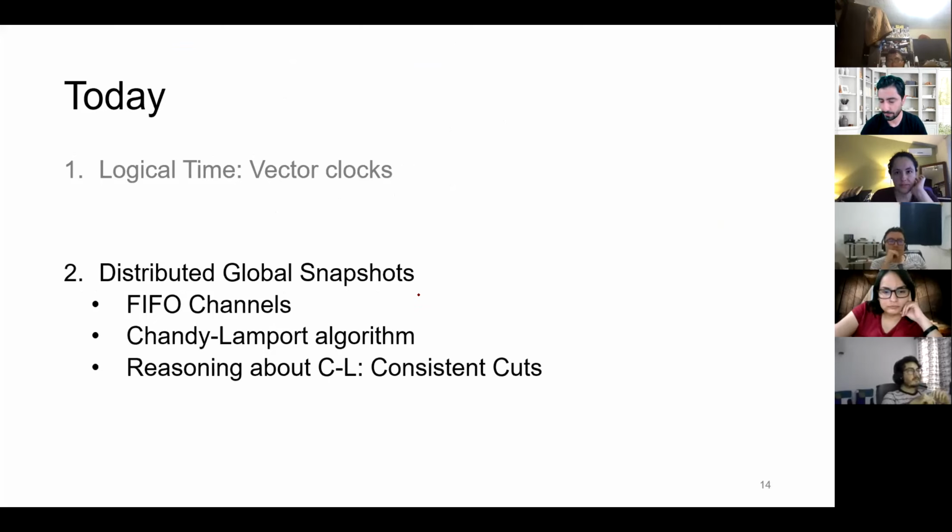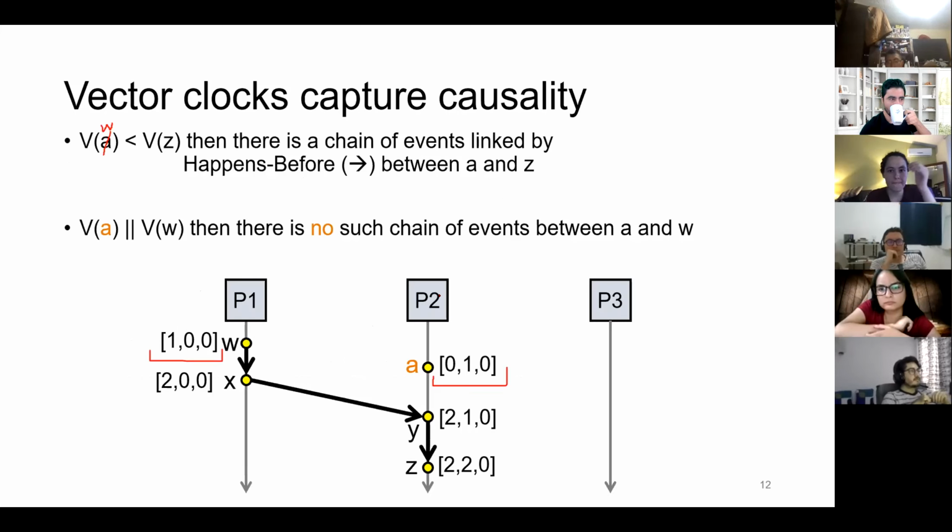I have one question. Go ahead. In the example before, because event W and A cannot be compared, this means that those two are concurrent, right? Okay, because there is no chain of events connecting these two.